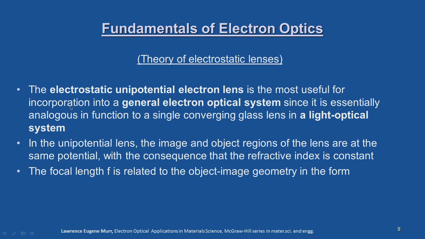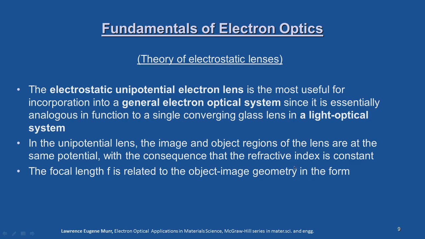The electrostatic unipotential electron lens we just discussed is the most useful for incorporation into a general electron optical system, since it is essentially analogous in function to a single converging glass lens in a light optical system. This is what we have just seen. What is a unipotential lens? In a unipotential lens, the image and the object regions of the lens are at the same potential, with the consequence that the refractive index is constant.